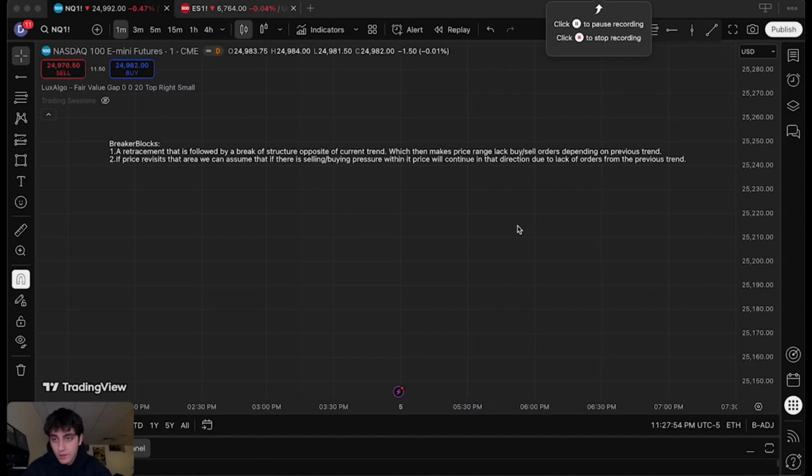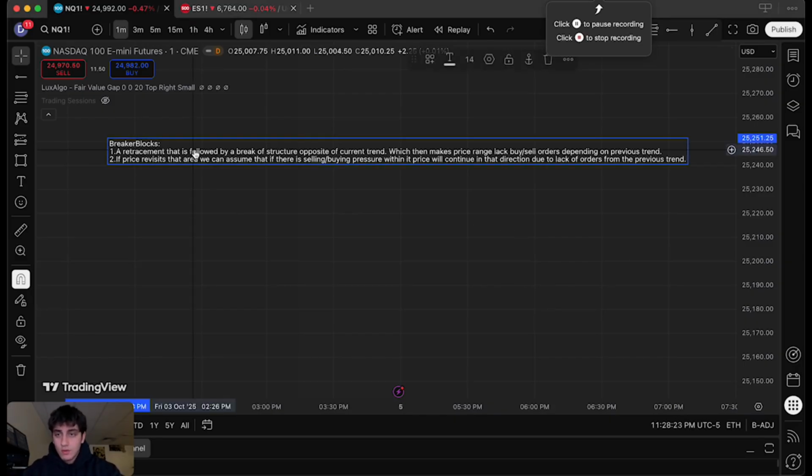Okay, breaker blocks. What are they? It's when breaker structure happens, and then there's an area where it lacks buy and sell orders. So what does price action want to do after a break of structure? Sometimes it wants to go and retrace back to it and then continue back up. So it's kind of similar to a fair value gap, but it's not a fair value gap. So I'm gonna teach you guys what it is and how you can find it.